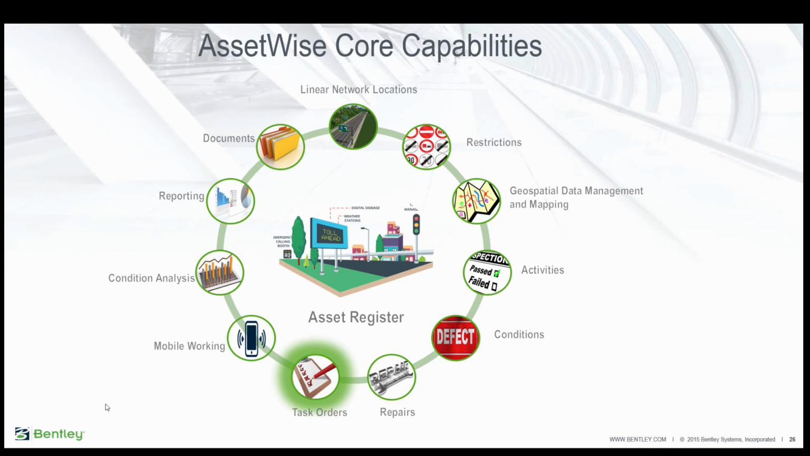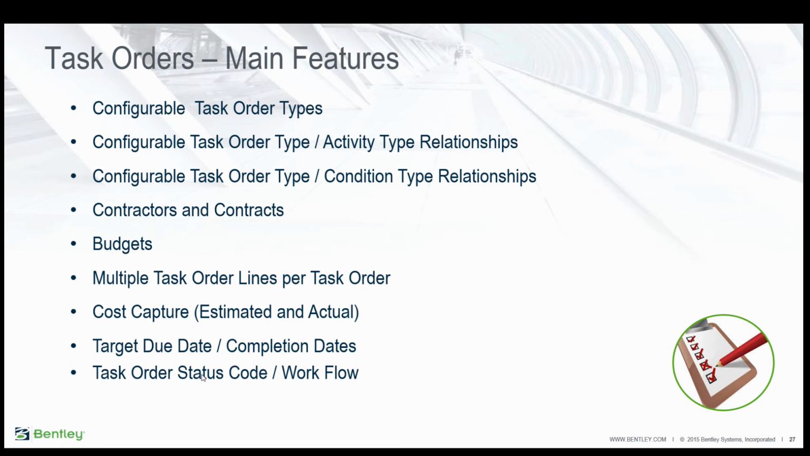Our next core capability is task orders. AssetWise allows for the configuration of different task order types depending on the nature of work to be carried out. And that falls into 2 main categories. A task order can either be an activity-related task order or a condition type task order. So for example, an activity type task order might be a task or work order to carry out a series of inspections or assessments, whereas a task order for condition type data might be to go out and carry out some repairs to clear some defects.